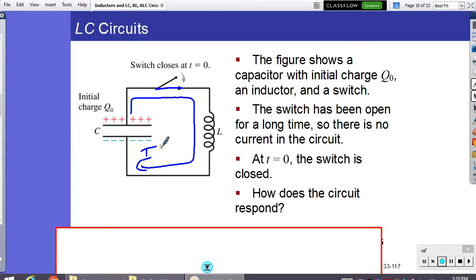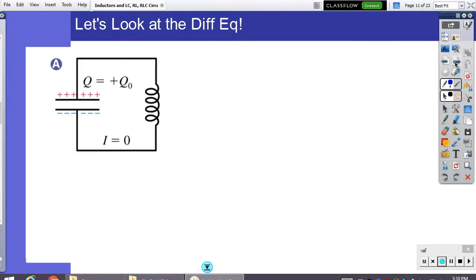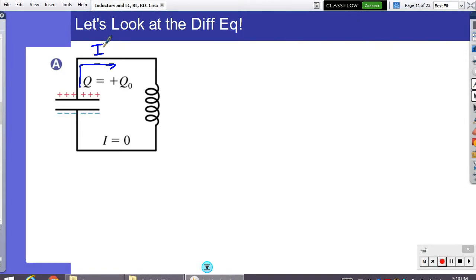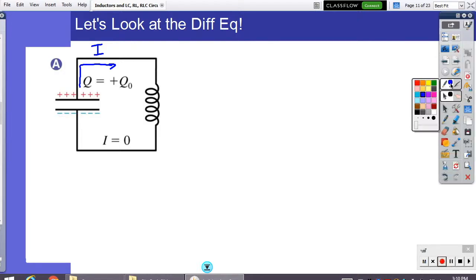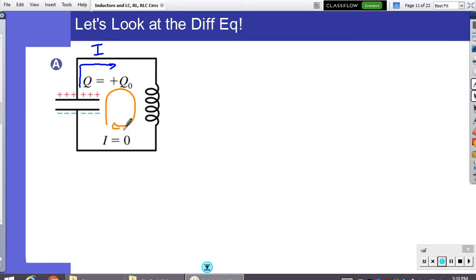And then what happens after that? Well, we're not entirely sure. We've got to think about this a little bit. So we're going to do this through differential equations and our loop law. Let's imagine that we've started this up and we've got some current going this way. We're going to use Kirchhoff's loop law, and we're going to go around this way. So let's go ahead and take a look at that.